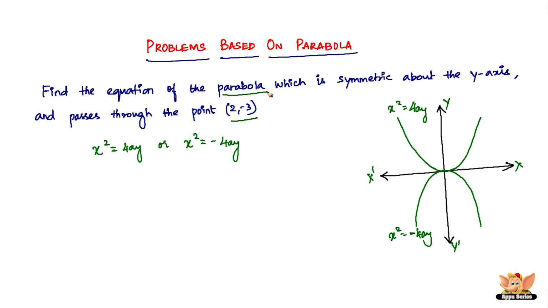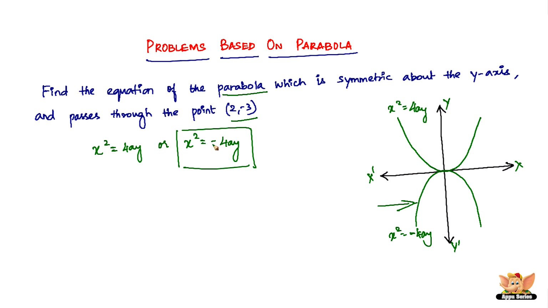If the parabola passes through the point (2, -3), that obviously shows that it has to be the downward equation. I mean, it has to be the downward curve. It can't be the upward curve. An upward curve cannot pass through this point. So therefore, we conclude that this is the form of parabola we are looking at. So let's confirm that it is x square equals minus 4ay.